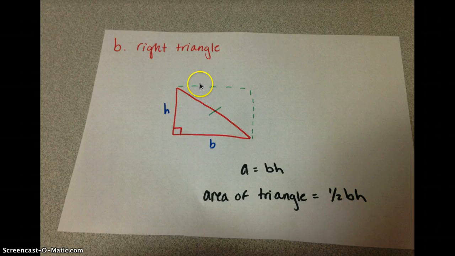And then we have a right triangle with 90 degrees in the corner over here. In order to do this, I reflected this over here to make a rectangle, and you can see the rectangle through the green dashed line again. In order to find the area, all I did was base times height, but since the triangle is only half of the rectangle, the area of the triangle is half times base times height.